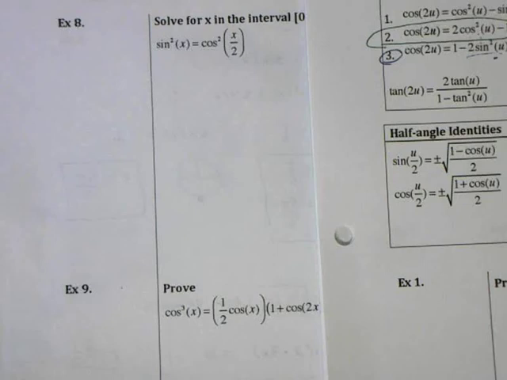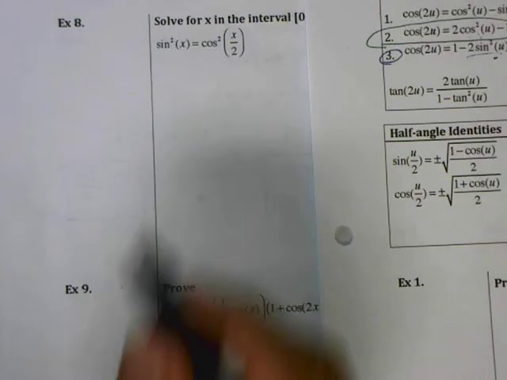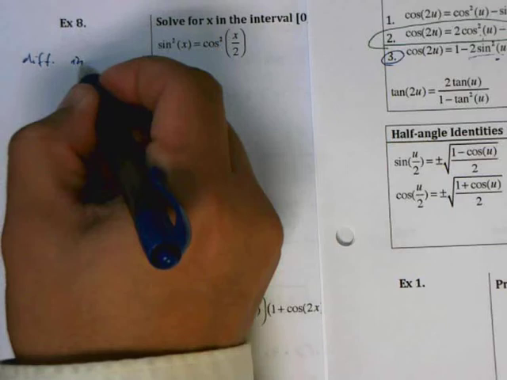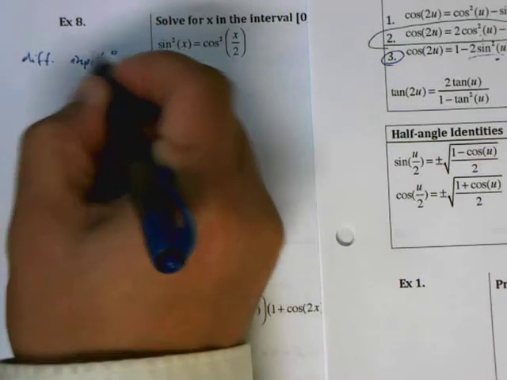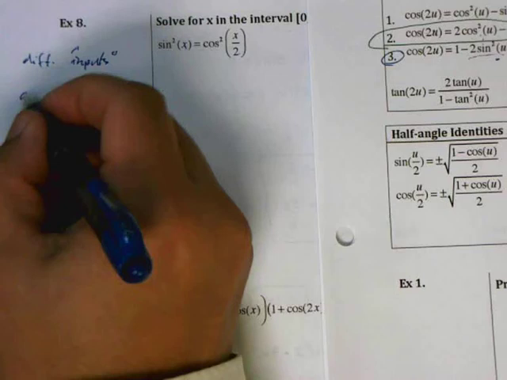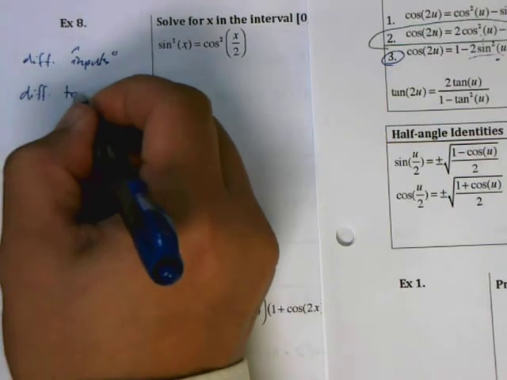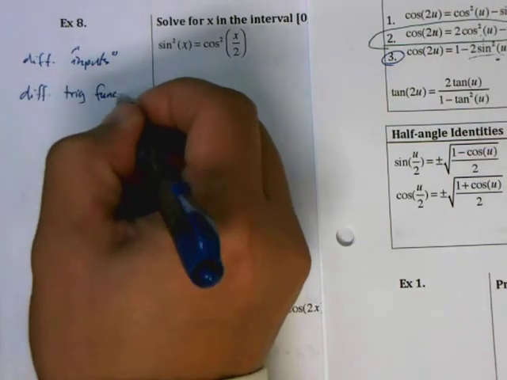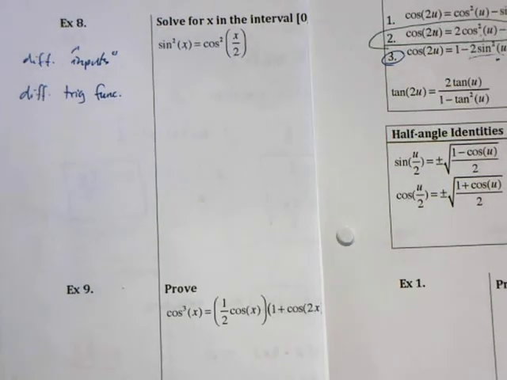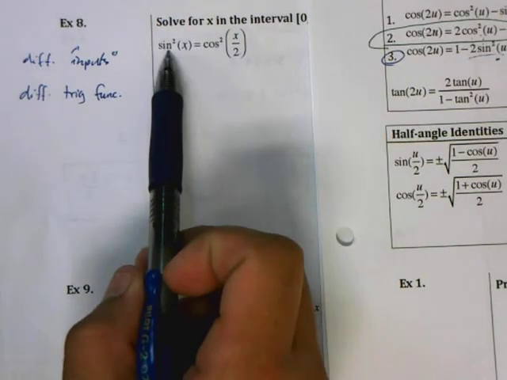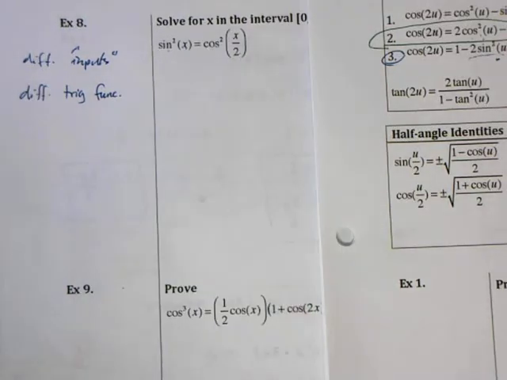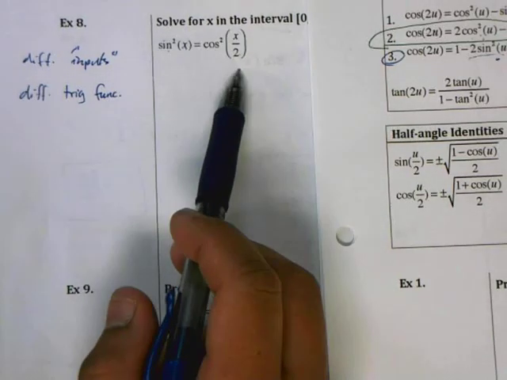And again, we have a couple issues here. In order to solve this problem, we have different inputs. We have an x over 2, and we have different trig functions, a sine and a cosine. Now, one nice thing here is that we do know how to convert sine squared to cosine squared. But we're going to hold off on that because we're going to deal with this half angle here first.